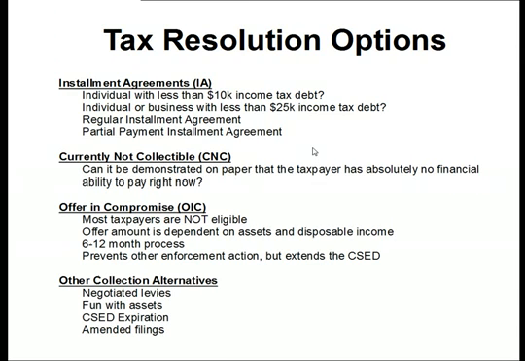The offer in compromise is a long process, 6 to 12 months. Year-long process is not uncommon. The beauty of the offer in compromise is that it prevents any other enforcement action. No levies, no wage garnishments, none of that stuff's going on. However, the statute of limitations on collection, the CSED, it gets extended for however long you're in this offer in compromise status. So that's a downside to it.